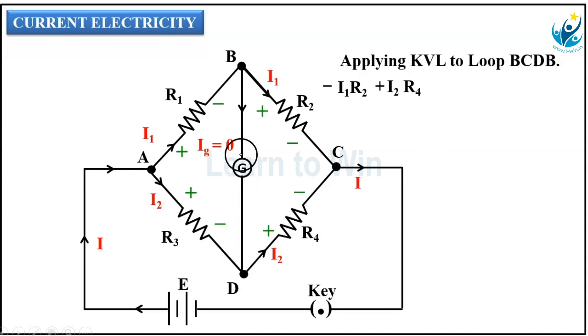Now I am moving from D to B. While moving from D to B, the current in the galvanometer is 0, so the potential difference across points DB is 0. So the loop is closed. Hence the algebraic sum of the products of current and resistance in the various branches is equal to 0, because in the closed loop BCDB also there is no EMF source, no cell. From here, I1 R2 is equal to I2 R4. Take it as equation number 2.